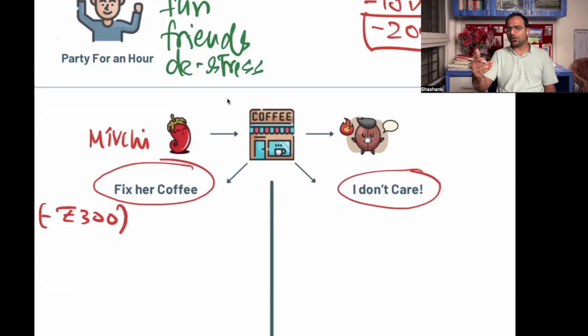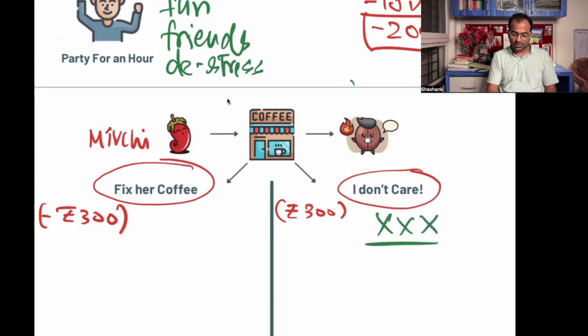But if I don't fix her coffee, in that case, I am saving on the 300 rupees that I could have either given a refund or could have remade her coffee. Correct. But let's understand the hidden opportunity cost in this case. If Miss Mirchi has a bad experience, she will perhaps never go to the coffee shop again.